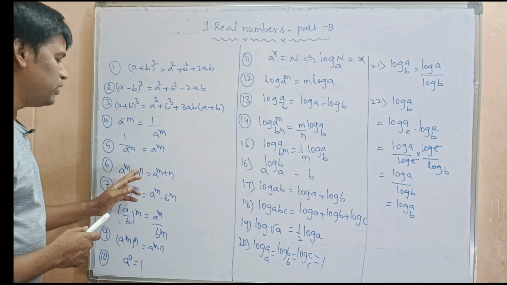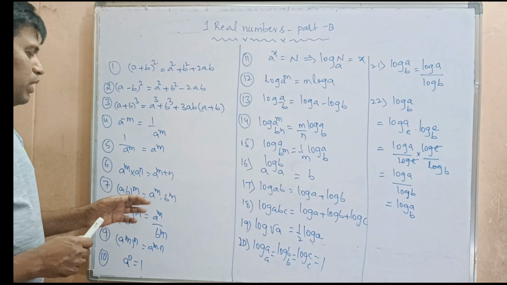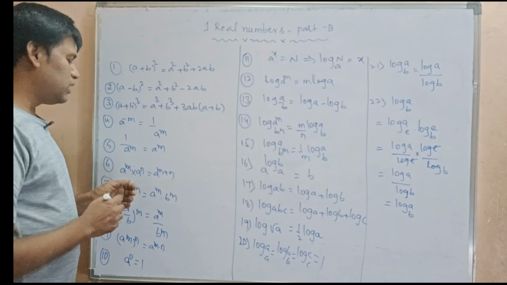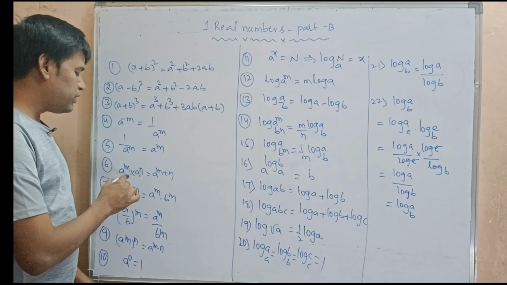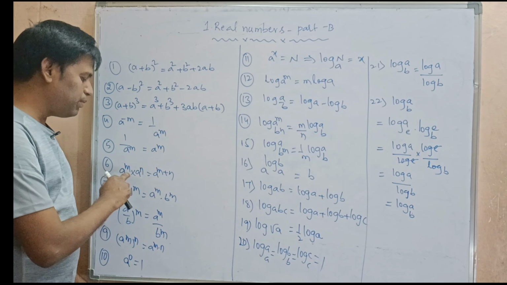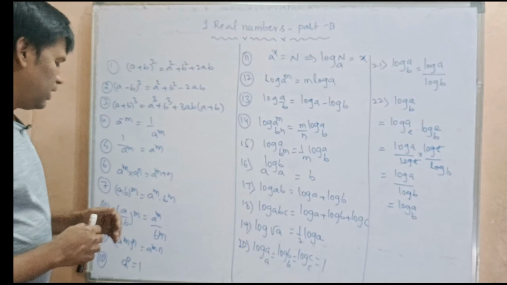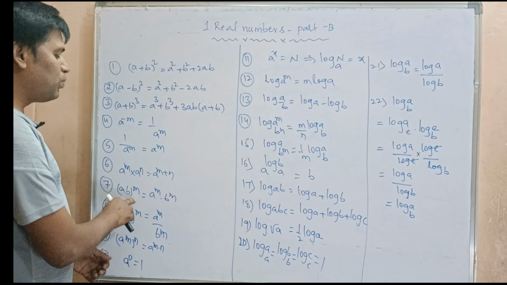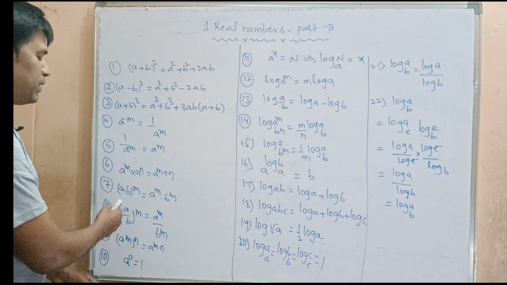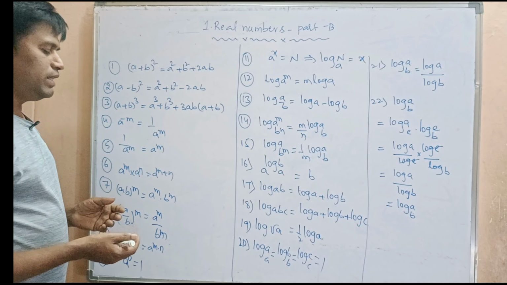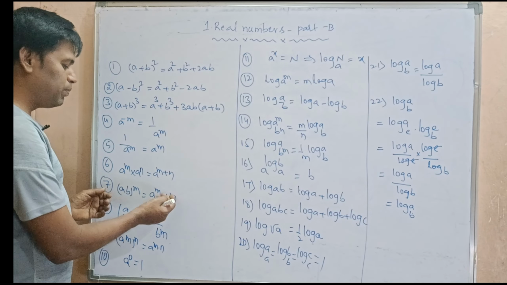Next, a power of m into a power of n is equal to a power of m plus n. Here one concept is there. In multiplication, if the same bases are there, you can write only one base and add the powers. Now observe (ab) whole power of m. Here different numbers are there, and those numbers have the same power, so it changes as a power of m into b power of m.